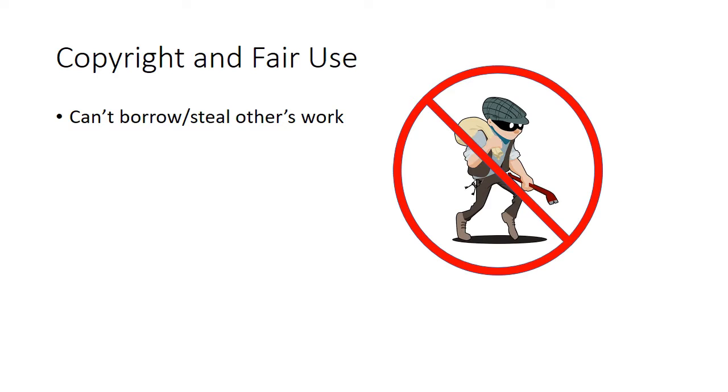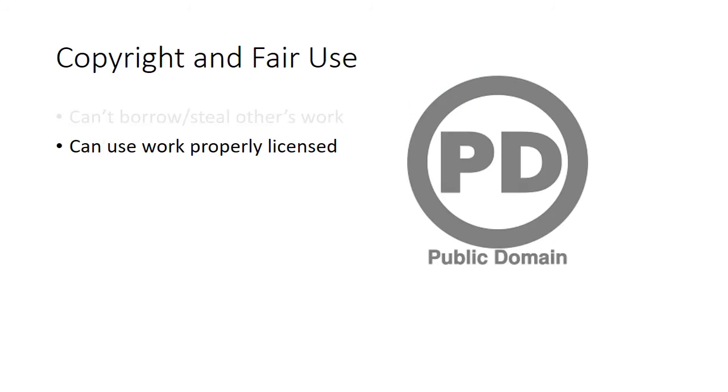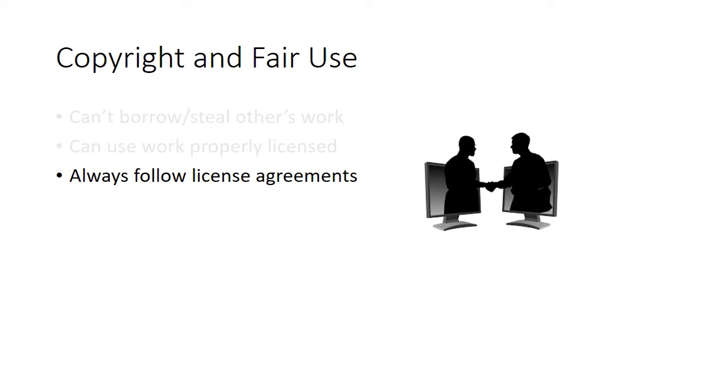Just because you give somebody credit for their work doesn't mean you can borrow it. If it's copyrighted, it's still copyrighted regardless of whether you give them credit. You can use work if it's properly licensed. That means if you have permission from the copyright holder, you can use it. If it's part of Creative Commons and you follow the license agreement, then you can use it, or if it's in the public domain. We'll go through those three things in just a minute.